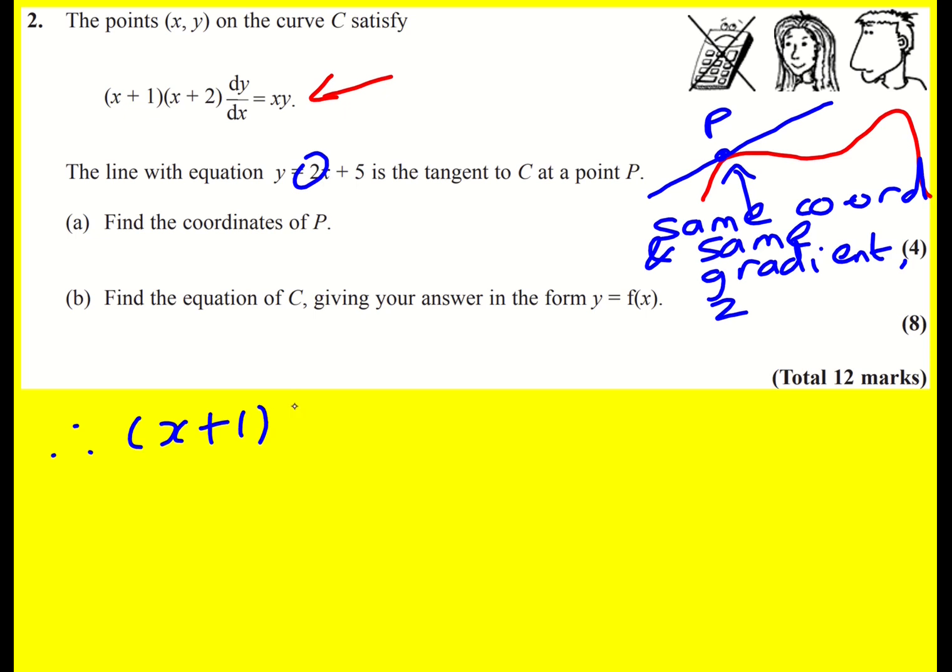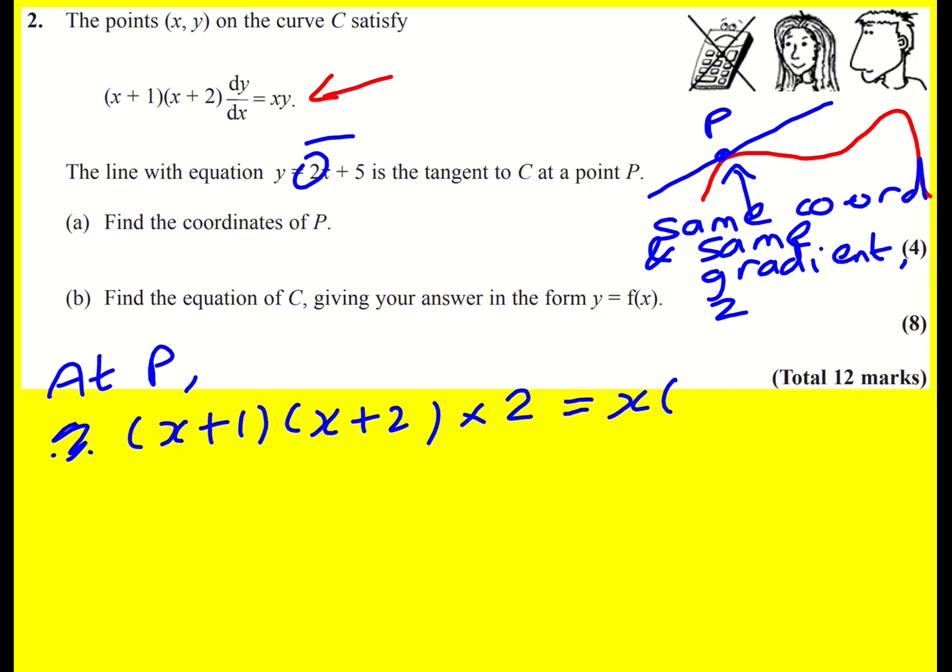And therefore, we can write the following down. Sorry, I shouldn't say therefore, I should say at P, x plus 1 times x plus 2 times 2 will equal x times y. But remember I said they have the same coordinates. So this y here is the same as this y here, and we can replace it by 2x plus 5. Essentially, all I've done is replace this by 2, and now I'm solving a pair of simultaneous equations which will involve quadratics. So x times 2x plus 5.